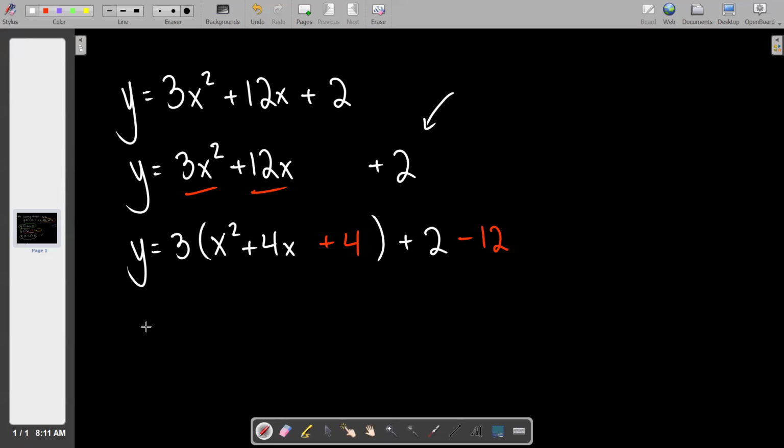So we're going to get y equals 3 times something squared. And what's the something in this case? What's inside these parentheses? X plus 2. And then at the back, the little kitty math, what's 2 minus 12? Minus 10 all day. Perfect. Any questions on that?